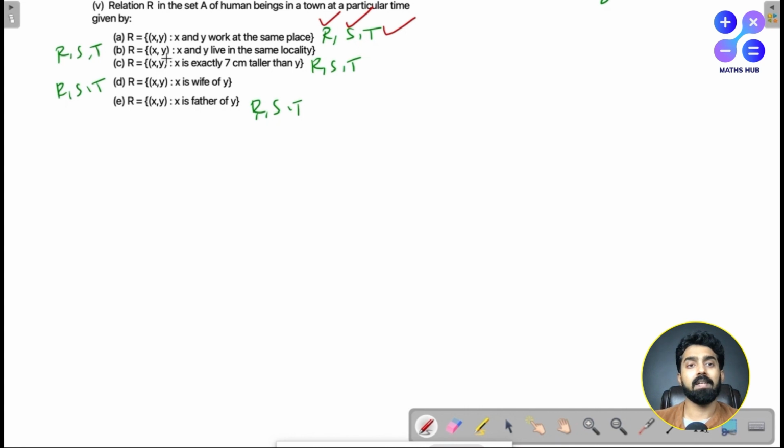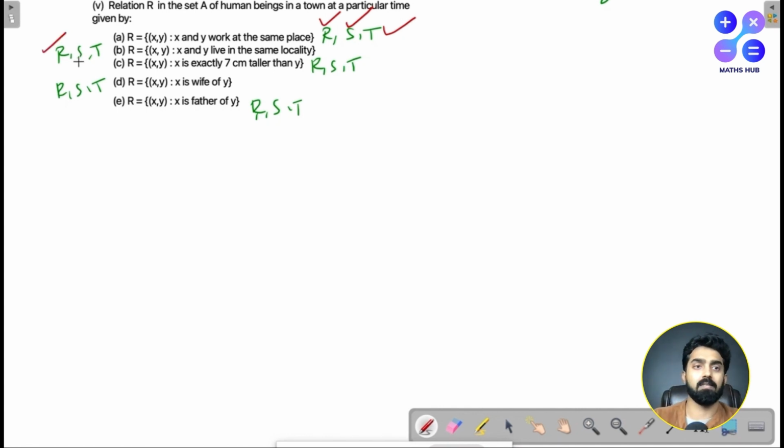Now, if x and y live in the same locality, pretty much the same thing as the same place, right? So if two people live in the same locality, and you obviously know that if a person lives in the same locality, will he always live in the same locality? Yes. If x and y live in the same locality, does x live in the same locality as x?